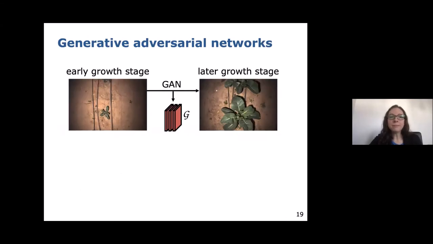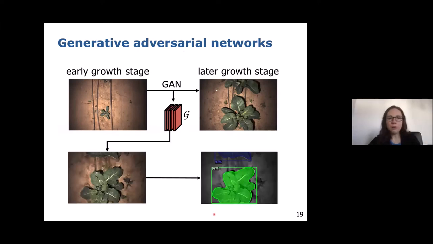And as before, we use a generative adversarial network for this task. So we have an early growth stage and a later growth stage. In our case, it was 3 weeks. For us, the important part was the generator, because the generator can be used for a new image where we want to have the future state. We use the generator to generate a future growth stage of this plant. Afterwards, you can apply a suitable method, for example, to derive a segmentation of single plants, and with this, you can derive some traits of the plants someone is interested in.